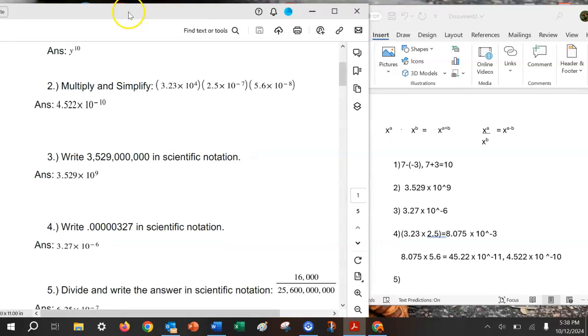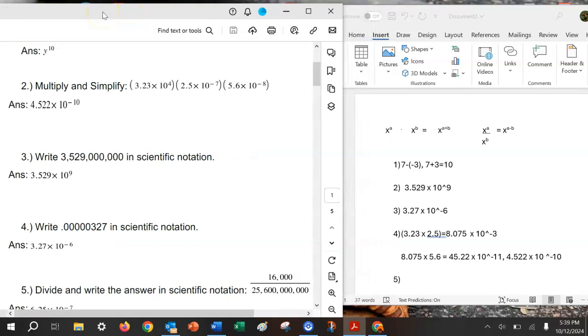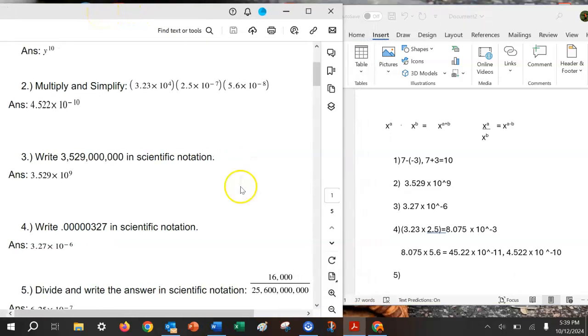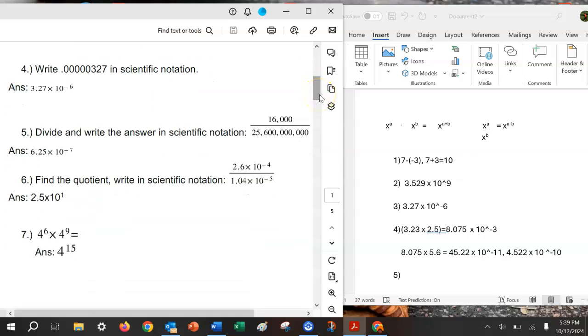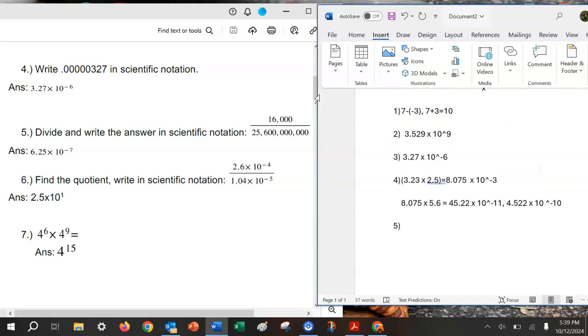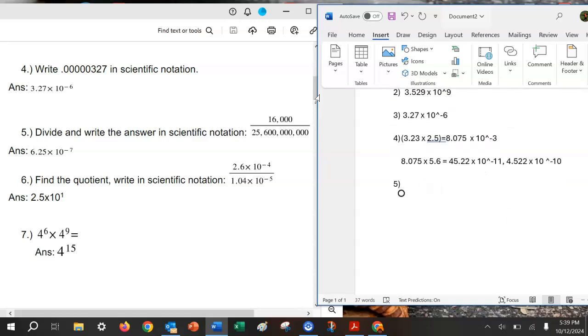Actually, I'll have to move this over a little bit. That will work better. So I think we're on problem 5. Yep, we're on problem 5. And let me scroll this up a little bit. Problem 5 says 16,000 divided by 25 billion, I think it is. You could put that in a calculator and you'd get point something something. But this is write it in scientific notation first.